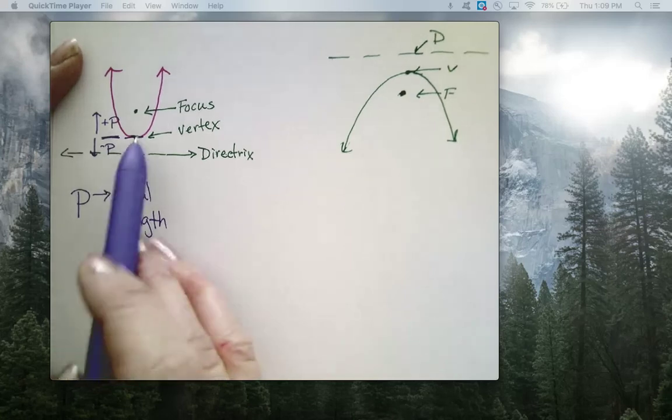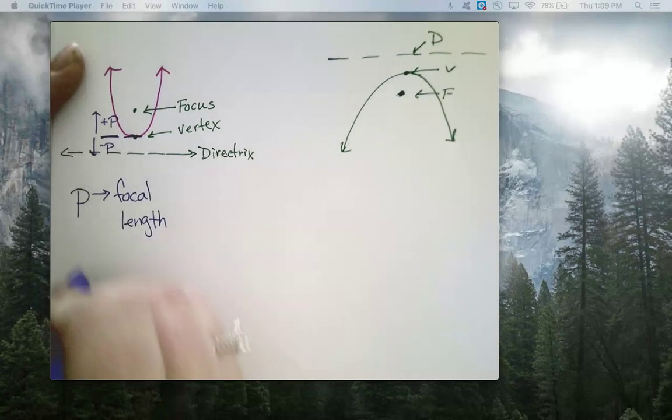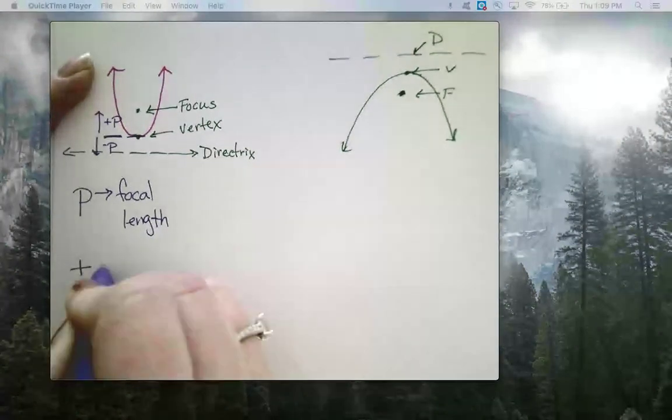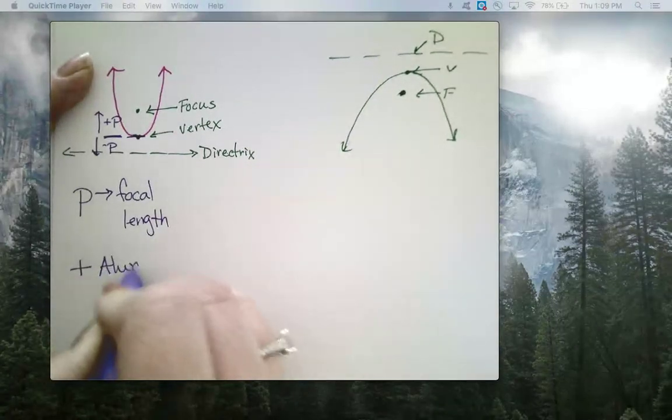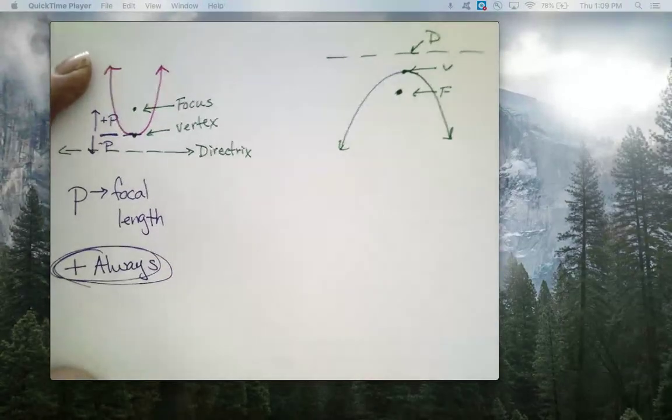So if I have my vertex, I can go up P, I find my focus, I can go down that value of P, and I can find my directrix. Please remember that P is always positive because it is a length, so it always has to be positive. It can never be a negative value.